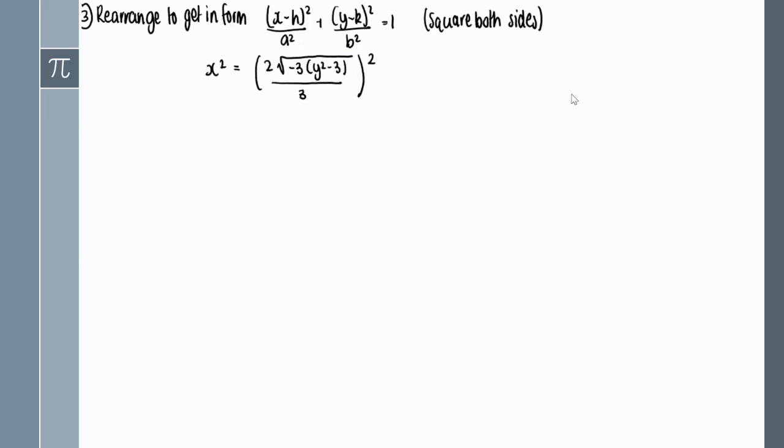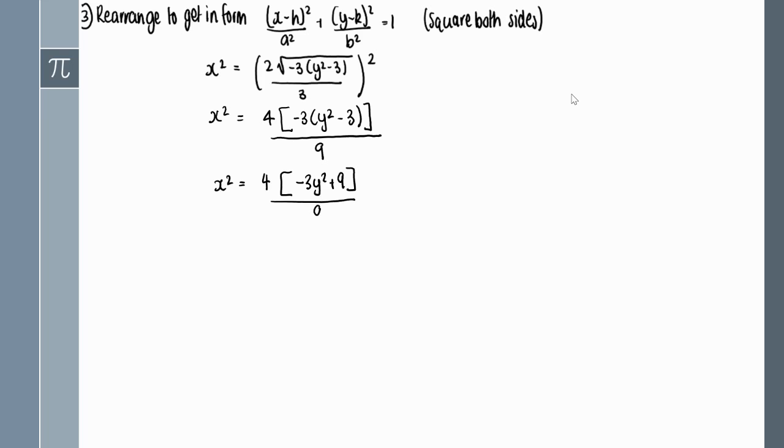Just be careful when you're squaring the right-hand side. So remember, do the 2 squared first, that's 4. The square root sign will disappear. And on the base, we will have 3 squared, that's 9. I would expand the inside of our brackets on the right-hand side and then gradually expand all of it. Times all the top by 4.